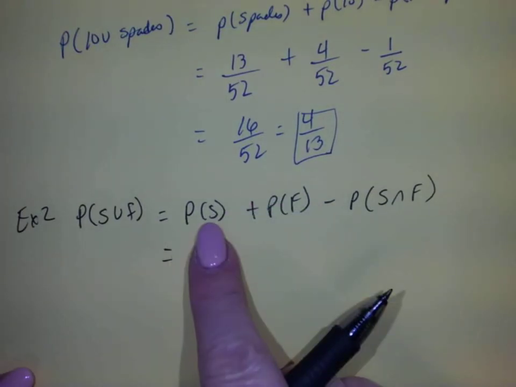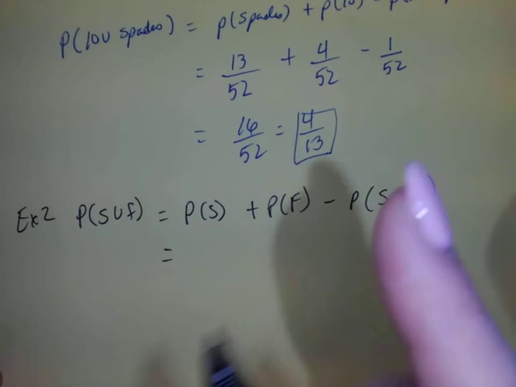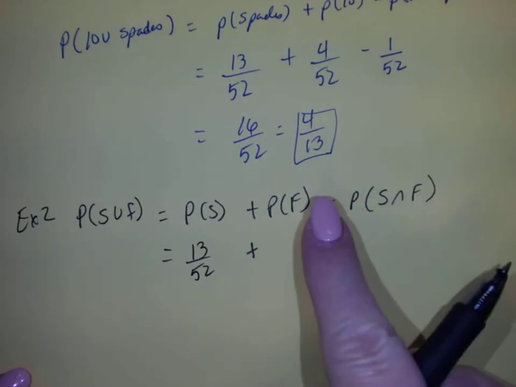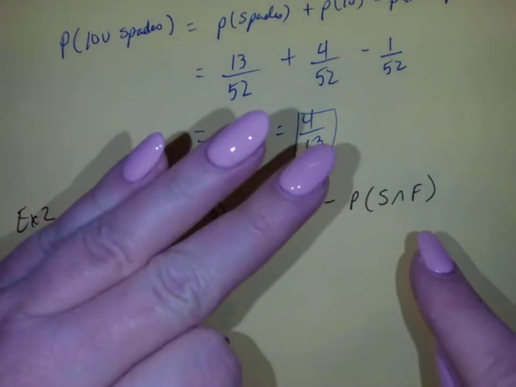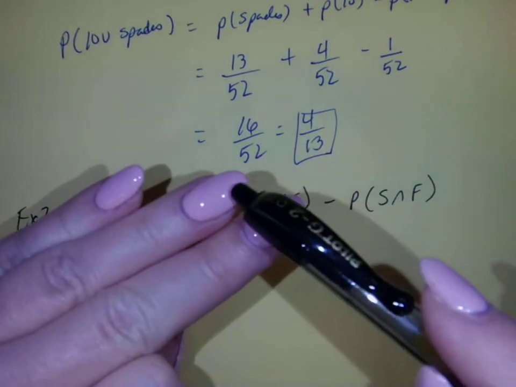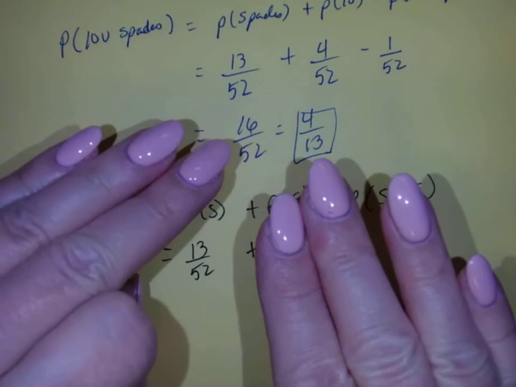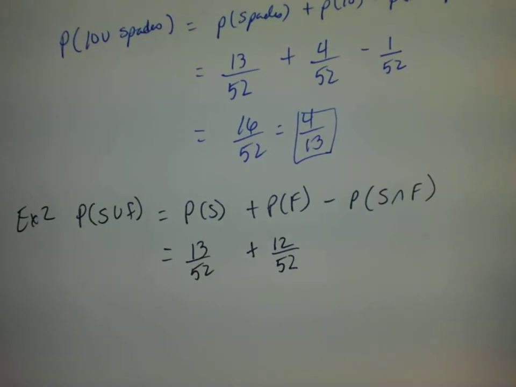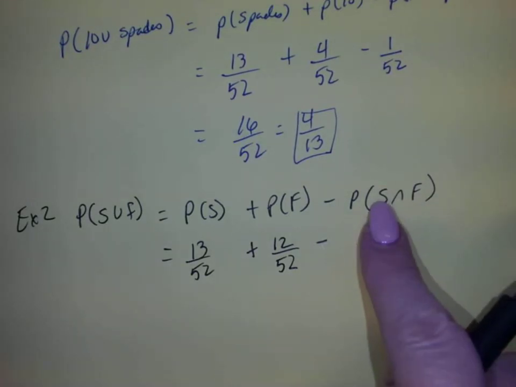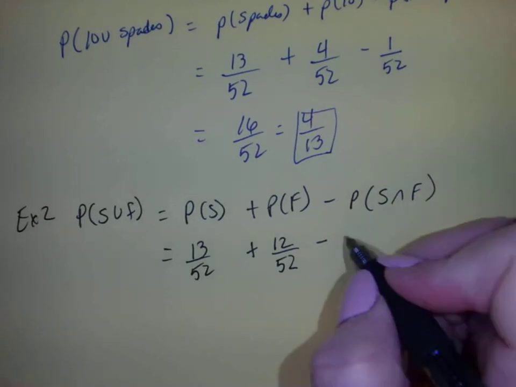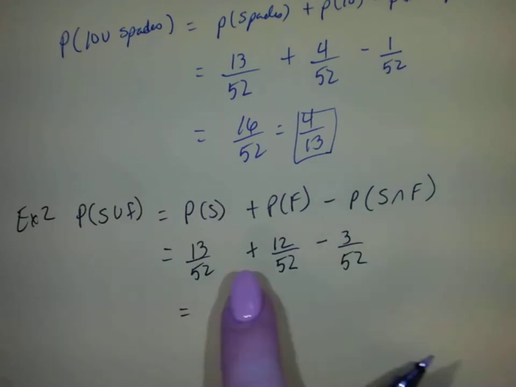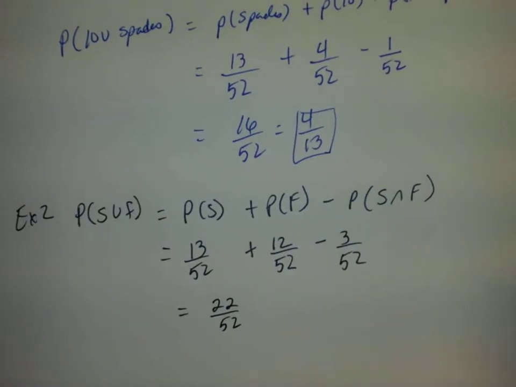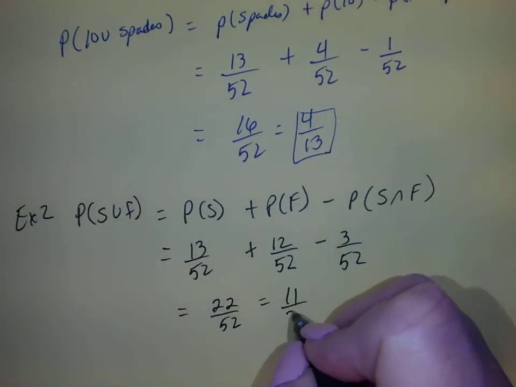So we've already discussed that as far as spades go, the probability of drawing a spade would be 13 out of 52. It would be the same thing for clubs, hearts, and diamonds. The probability of a face card: there are 3 face cards in each suit. There's a jack, a queen, and a king, and there are 4 suits. So 3 times 4 will get us 12. So there's 12 total face cards in a deck of 52 cards. And we just talked about that there are 3 spades that are face cards: the jack of spades, the queen of spades, and the king of spades. All right, so 13 plus 12 will get us 25, minus 3 will get us 22 over 52. That'll reduce by 2, they're both even, and that'll get us 11 out of 26.